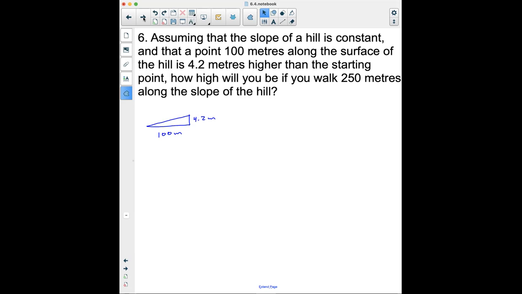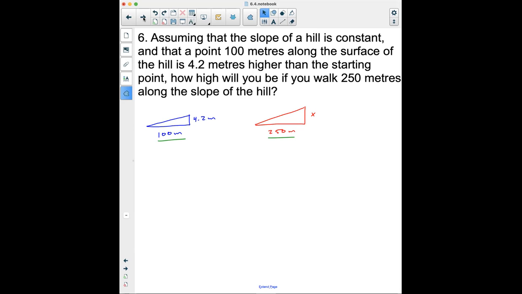Now that's our first triangle. If we walk 250 meters, how high will we be? Okay. Great. So there are a couple ways to do this. We have a pair of corresponding sides.